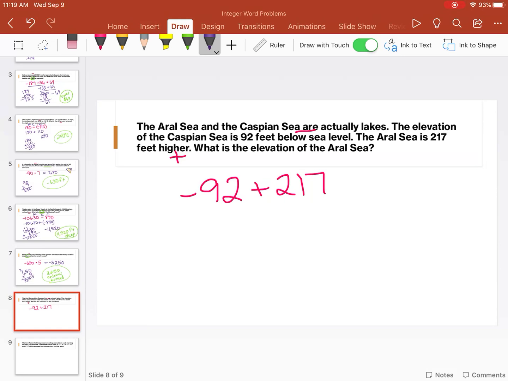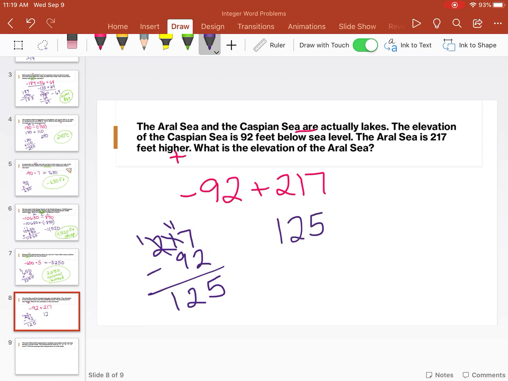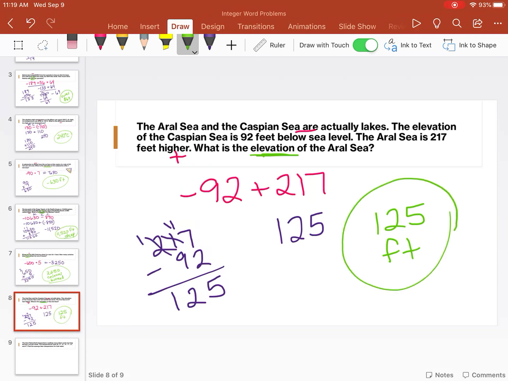Alrighty, so different signs, subtract. So I'm going to take 217 minus 92. That gives me, 5, borrow, looks like I get 125. And keep the sign of the larger number. The larger one was positive, so positive 125. It is asking me for elevation. Remember, elevation can be positive or negative. This is now above sea level, so it should be a positive 125 feet. So 125 feet is my answer. You could say above sea level. That's okay too if you want to add those extra words.